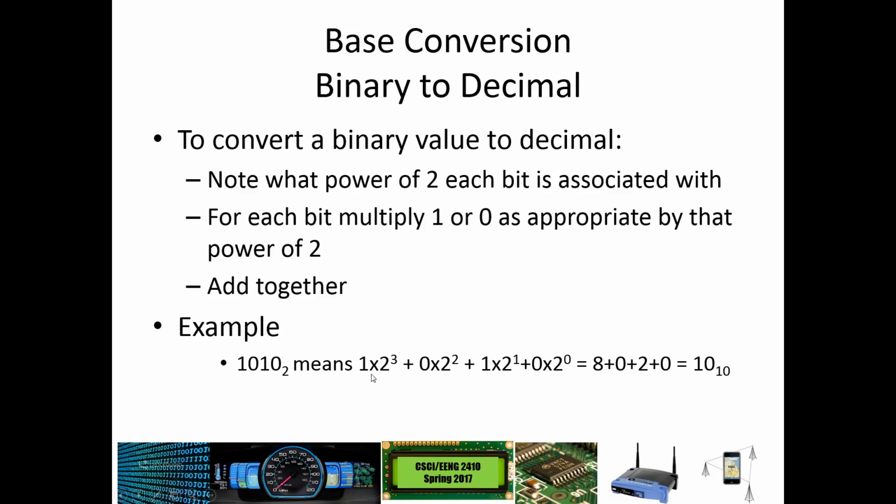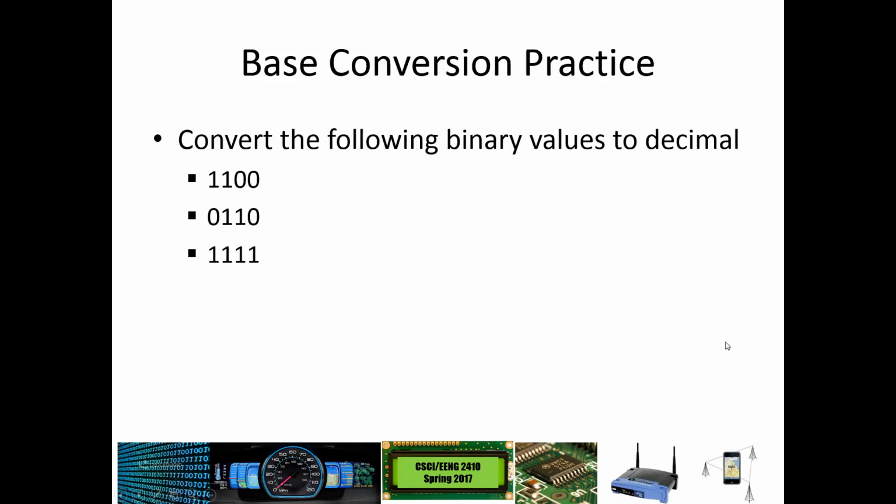So if we multiply this and add them together, you've got 2 to the 3 is 8, plus 2 to the 1 is 2. So 8 plus 2 is 10, and then we'll just put this subscript 10 to indicate that that is now in base 10, or our decimal number system. So you can at this point pause the video and practice converting these binary values to decimal.